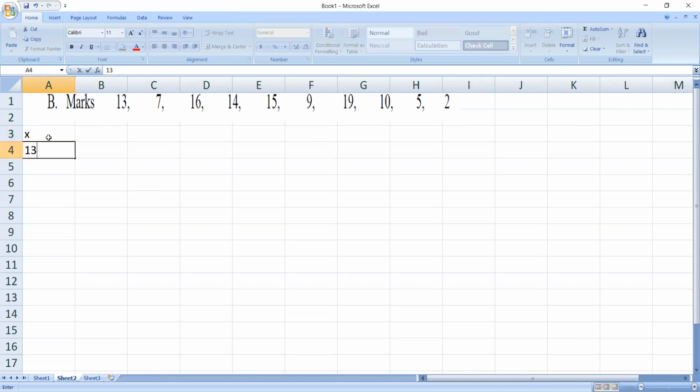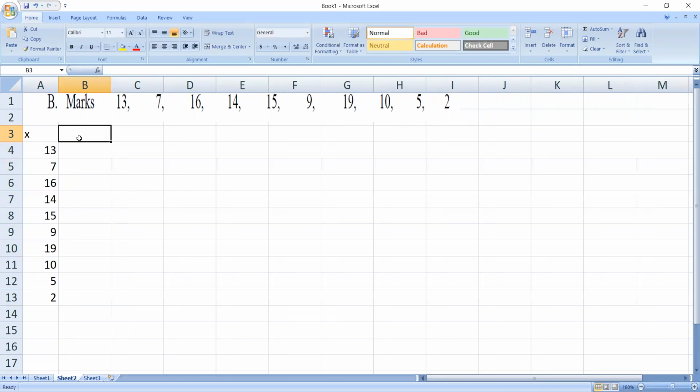Only X are given, it is then raw data. So we'll enter it in a column. For the computation of standard deviation, we need the square of the values of X. So we'll compute X square.